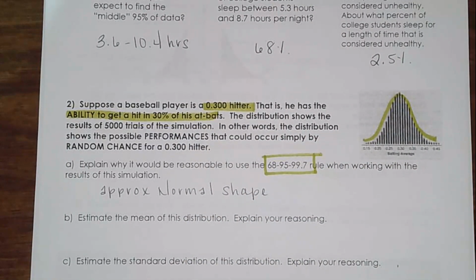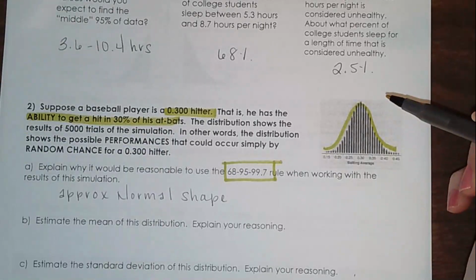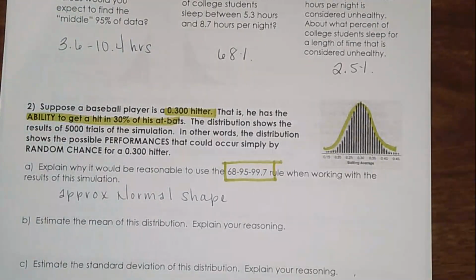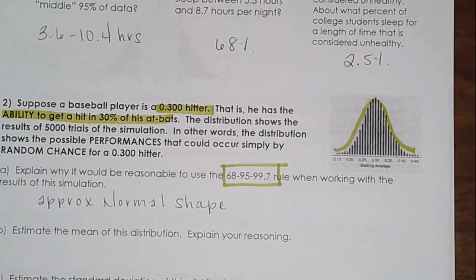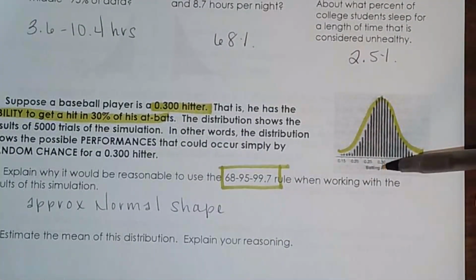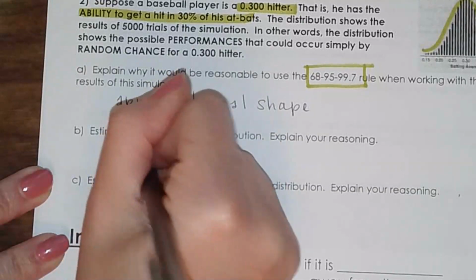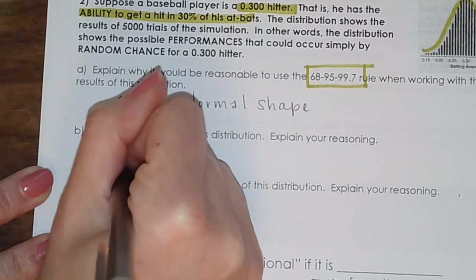Letter B, estimate the mean of the distribution and explain your reasoning. Well, remember, mean is your measure of center. So look here, you might need to zoom in or look closer at your paper. Go ahead, look at the center of the graph, because mean is a measure of center. Estimate the mean. So I would say the mean is about 0.3 or 30%. However you write it is fine.